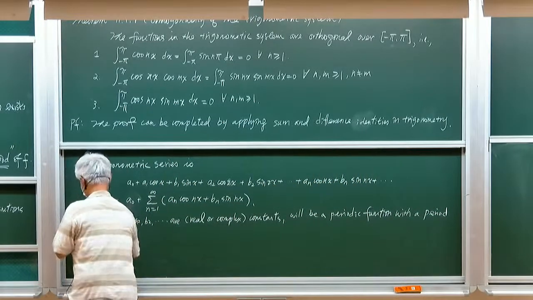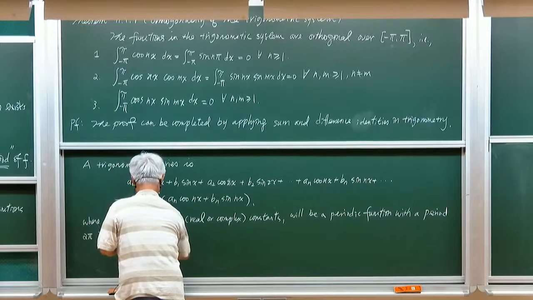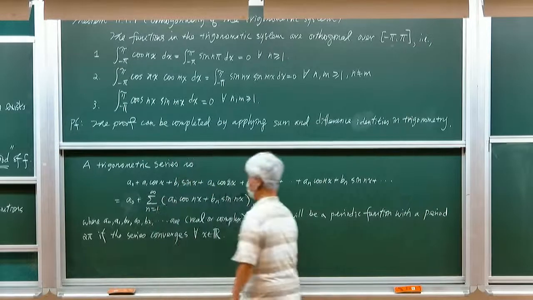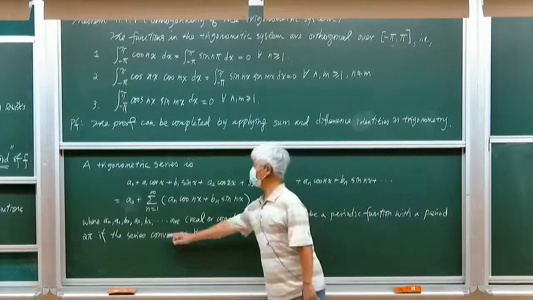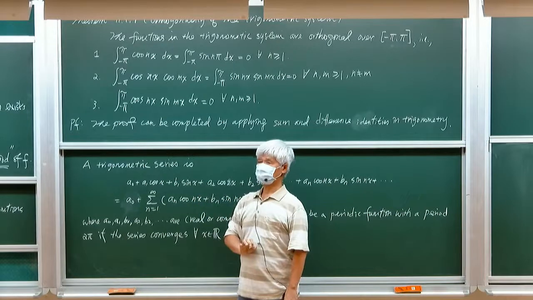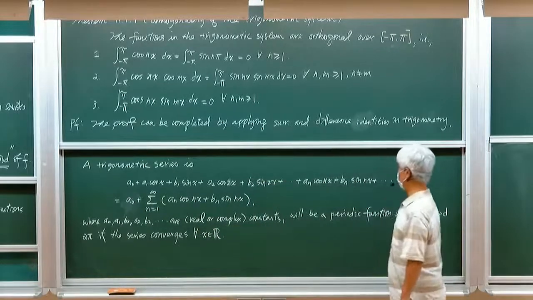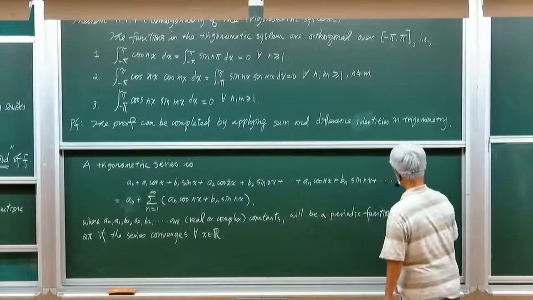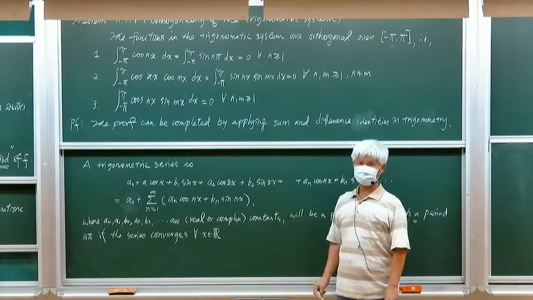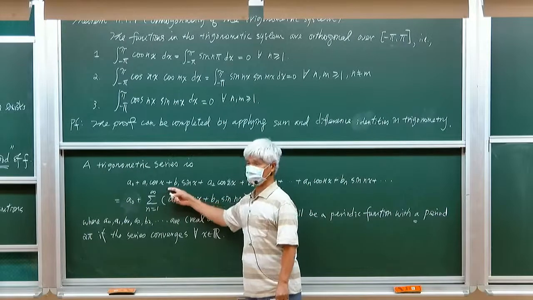Okay, if the series converges for all x in R. Because only when the series converges for all x in R, it will define a function for all x in R. And we say that with a period 2 pi, because the fundamental period cannot be seen from such a generic term.